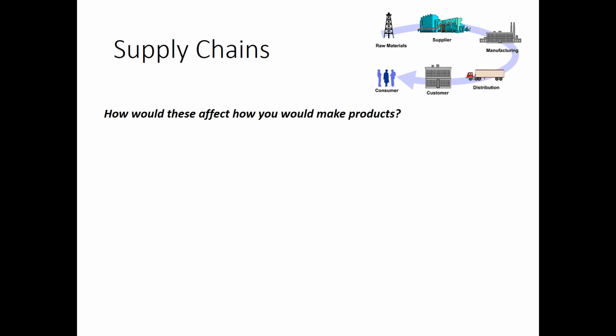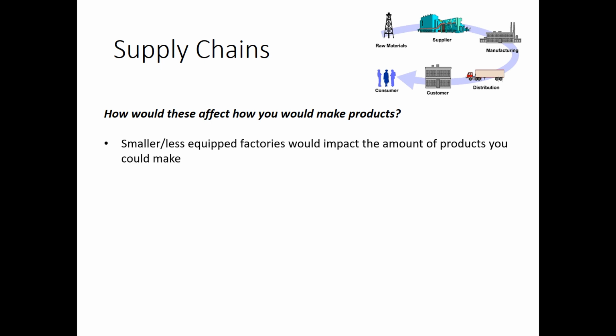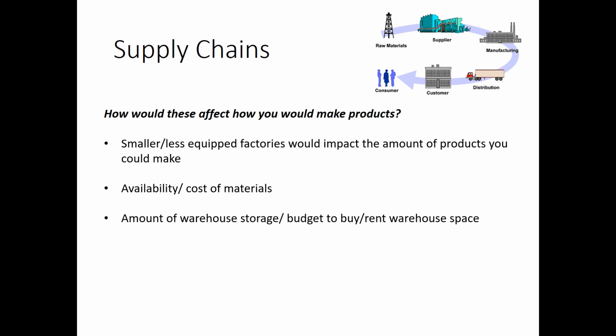So supply chains, how will these affect how you would make products? Smaller, less equipped factories would impact the amount of products you could make. Availability and cost of materials: if you haven't got your materials available, or if they're increasing in cost, that's obviously going to affect the production of your product and the making behind that.